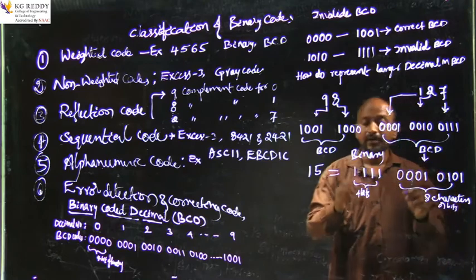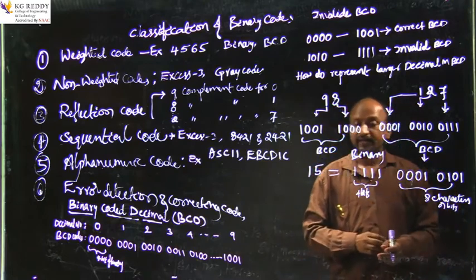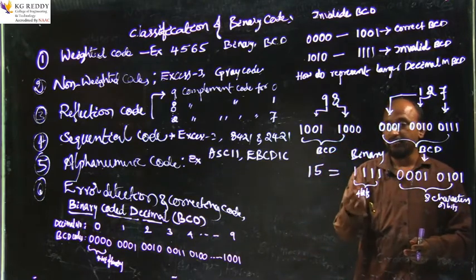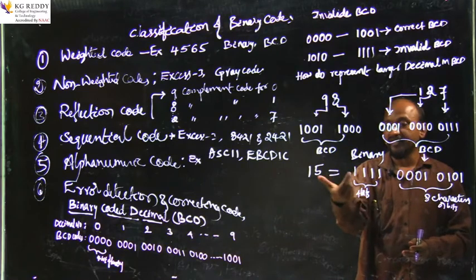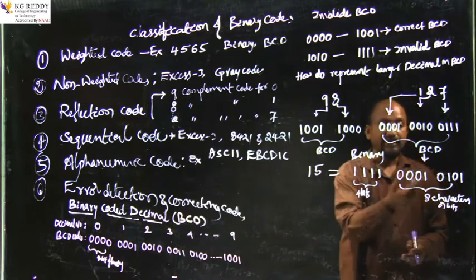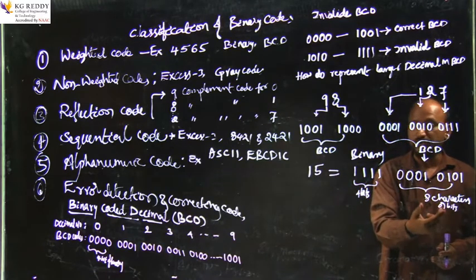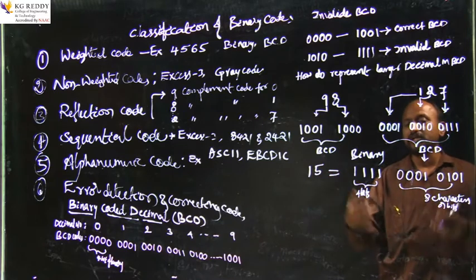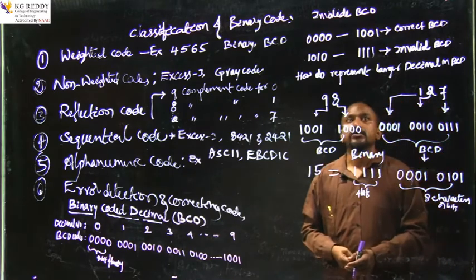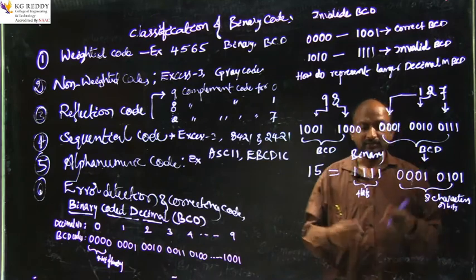That is a huge drawback in BCD. In normal binary, we can take 15 as 4 bits, all ones, whereas in BCD it has taken 8 bits to store this decimal number. This is the biggest drawback in BCD. There are other advantages, but this is one drawback.